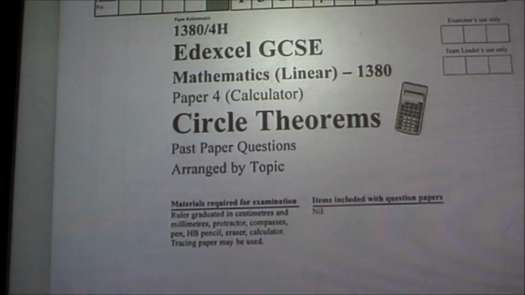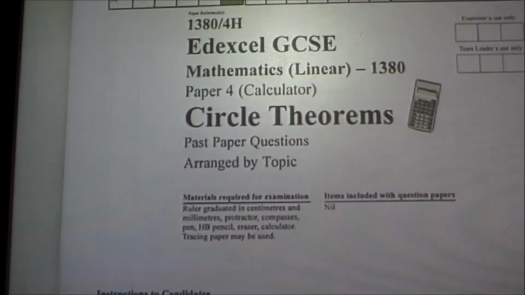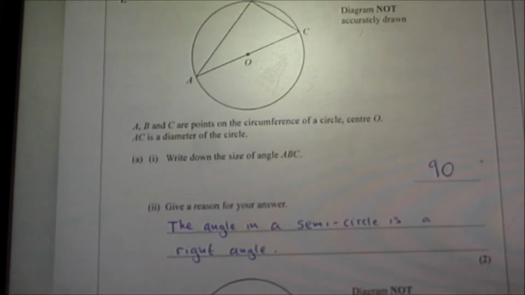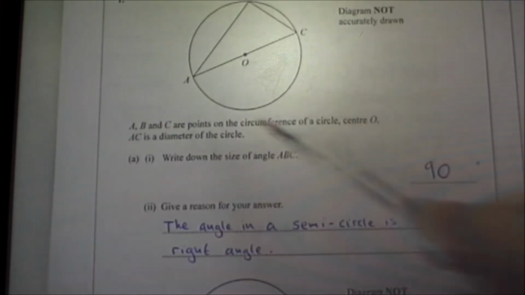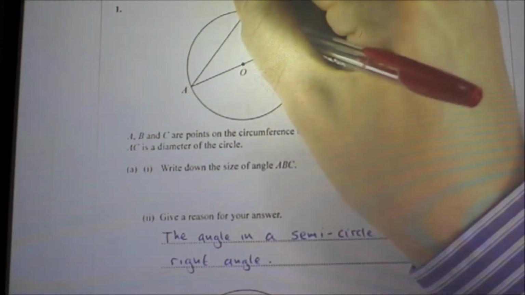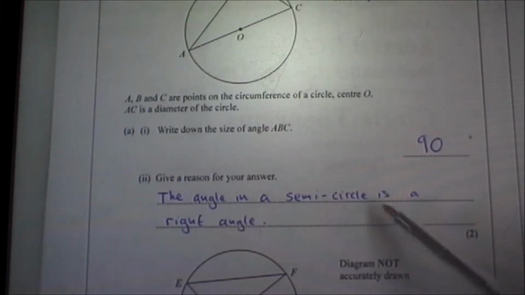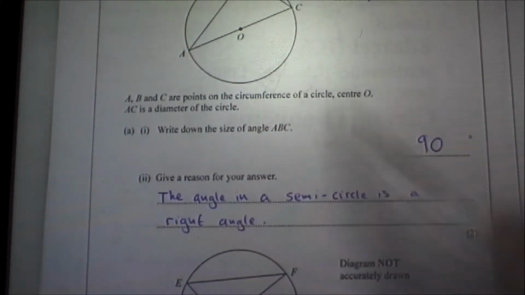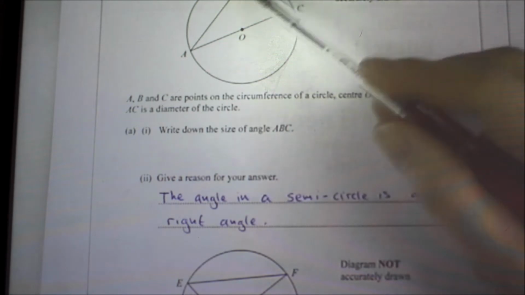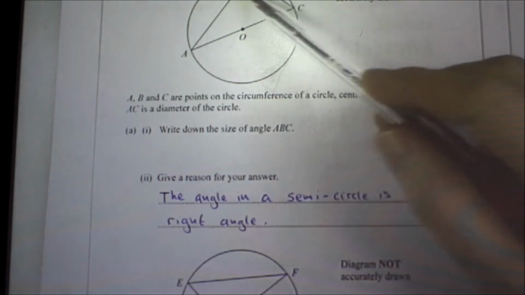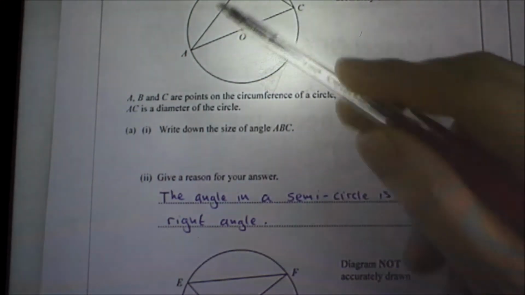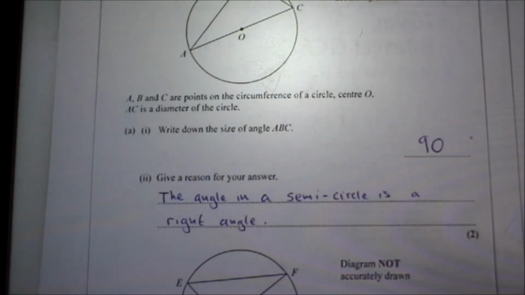Some past questions on circle theorems. Question number 1. Write down the angle ABC. ABC is that angle there, and give reasons for your answer. You need to know that the angle in a semicircle is a right angle, the one that touches the outside there, that one there. So that is a right angle, and of course that'll all add up to 180 degrees.